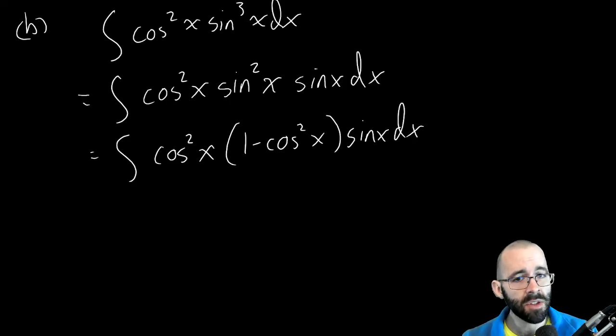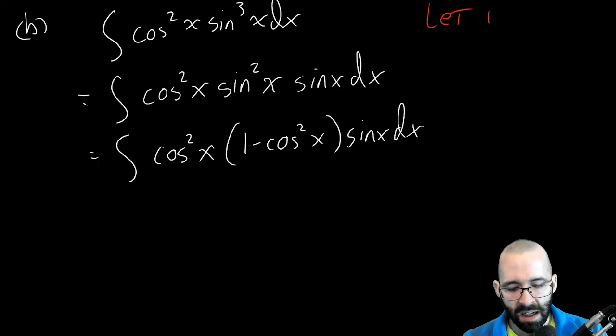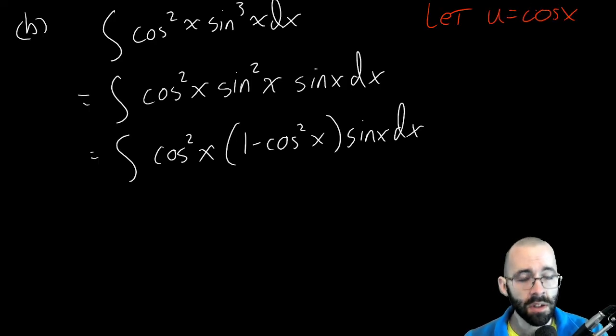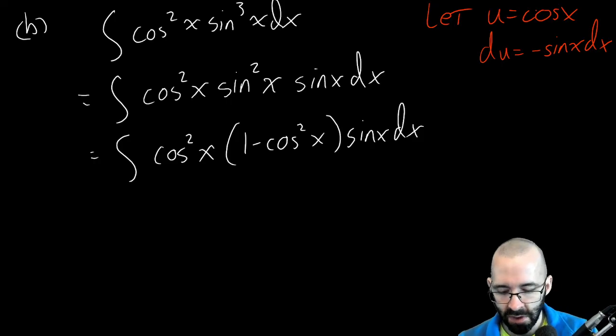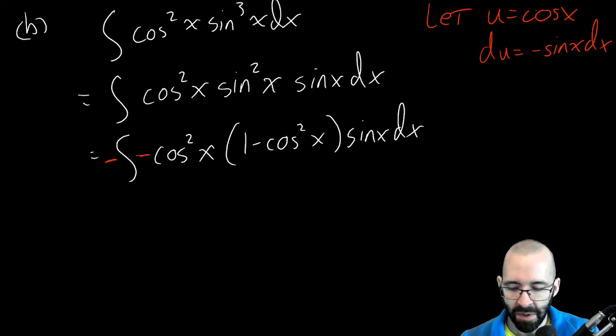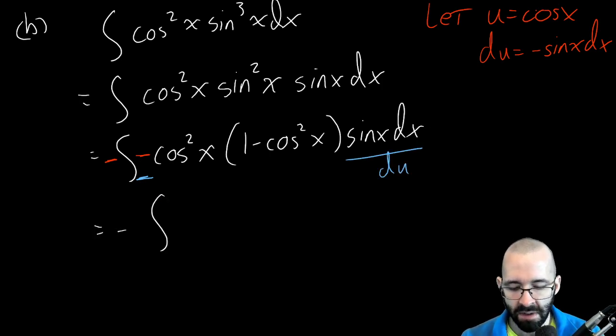You can do the substitution now or later. I think I like doing it now because it just makes the simplifying step a lot easier. If u is cosine of x, which is a good choice of u because there's a lot that we're doing with cosines, then du is negative sine of x dx. So we just add a negative, compensate with the negative. Now all of this blue stuff is just du, and we're left with negative.